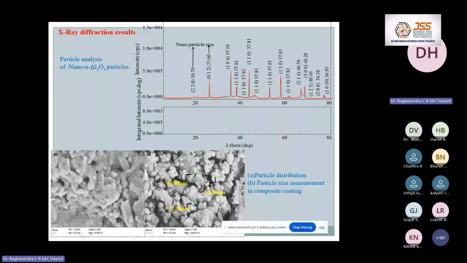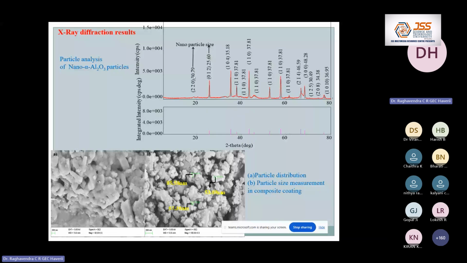As you can see here, at different angles, the theta angles, we have different nanoparticle sizes. We have also given the structures like 220, but I don't want to go much deeper into this. Let me concentrate on this. If you check the intensity and the nanoparticle size at 20 theta degree angles, we have a nanoparticle size of 30.79 nanometers.